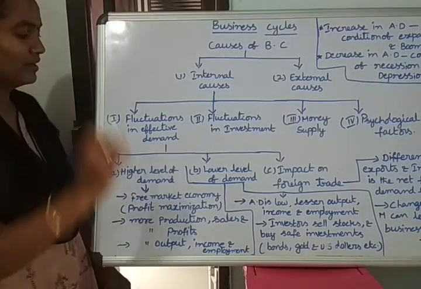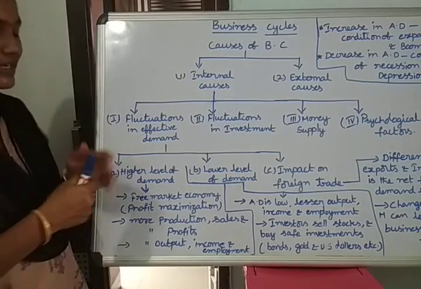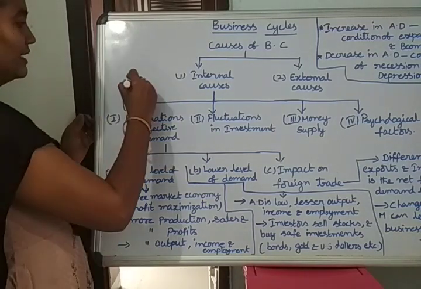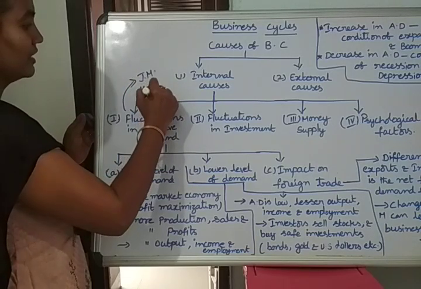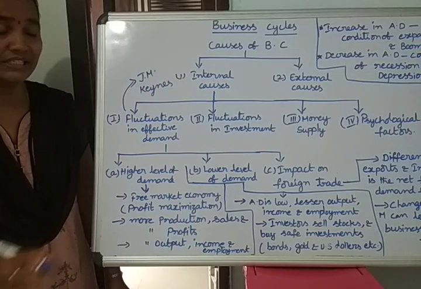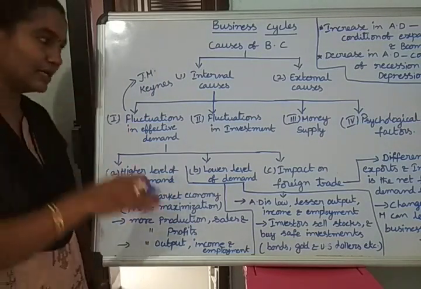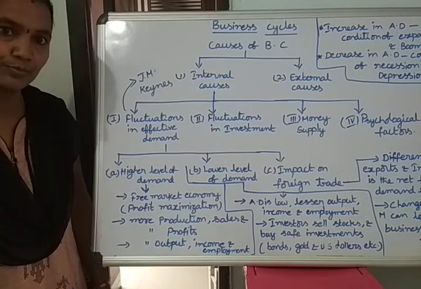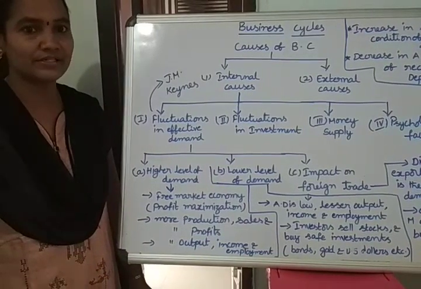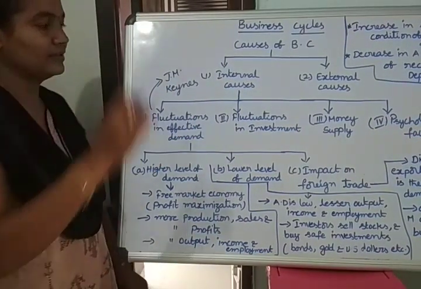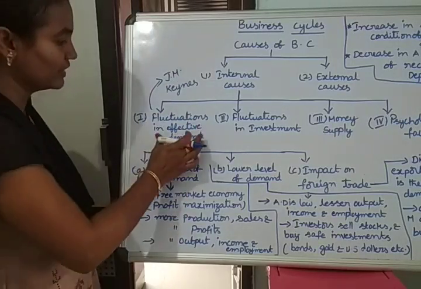First, we are going to discuss fluctuations in effective demand. These fluctuations in effective demand were mainly explained by J.M. Keynes, John Maynard Keynes, who developed and gave importance to effective demand in his famous book, the General Theory of Employment, Interest and Money. In his book he mainly explained the effective demand.